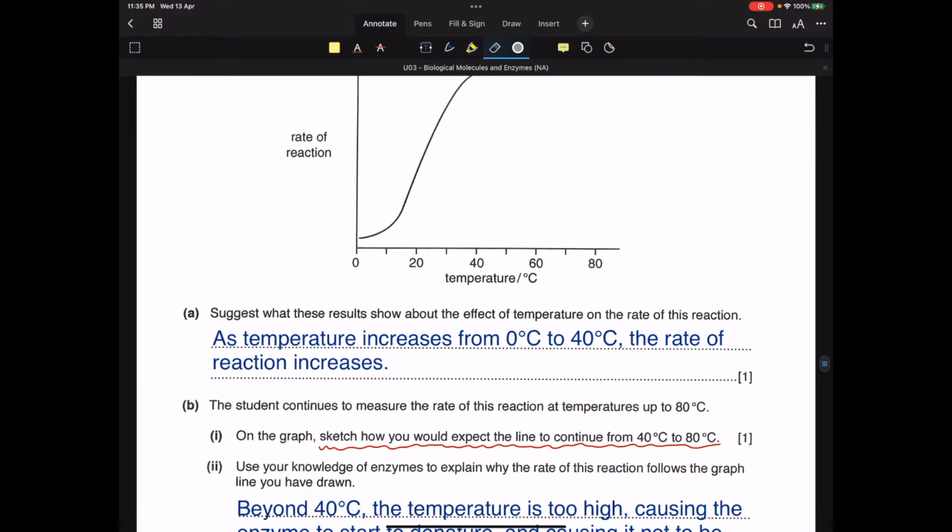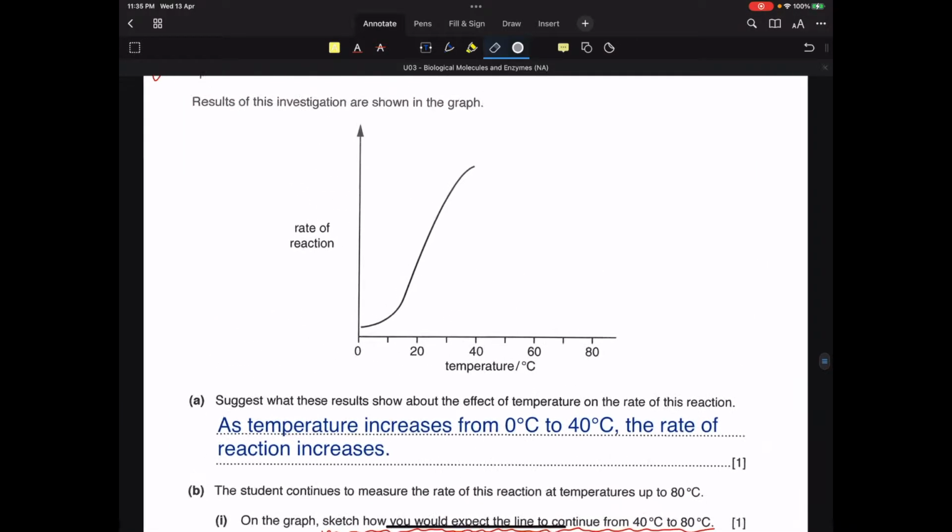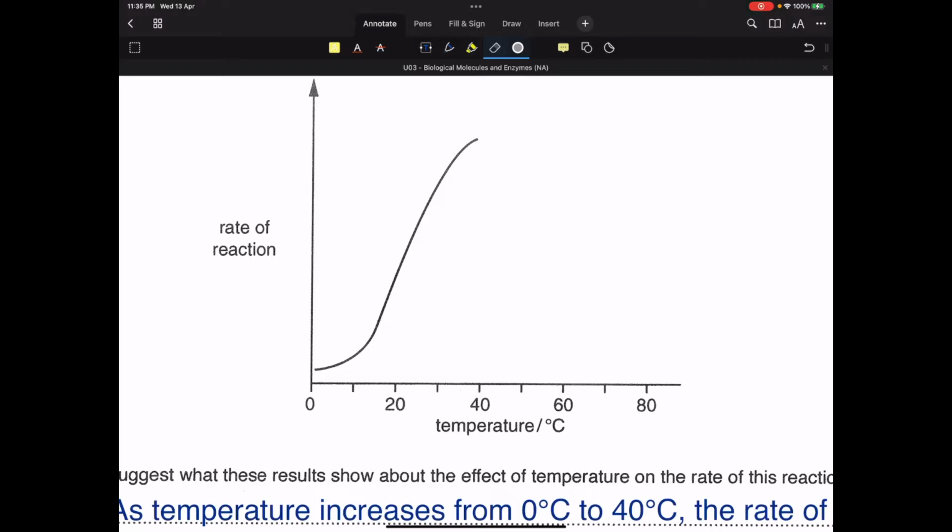It says in part B that the student continues to measure the rate of this reaction at temperatures up to 80 degrees Celsius. On the graph, B part 1, sketch how you would expect the line to continue from 40 degrees Celsius to 80 degrees Celsius. That is where you will notice earlier on that the graph had an extra area to it. I'm going to put that back in. That is what you would see as your answer to B part 1, that you would extend the line out from the top of the graph down to 80 degrees Celsius.